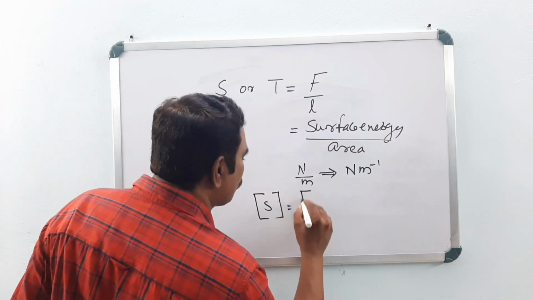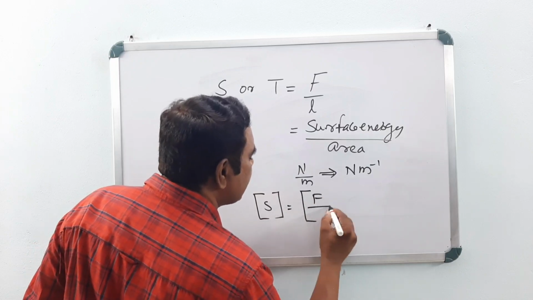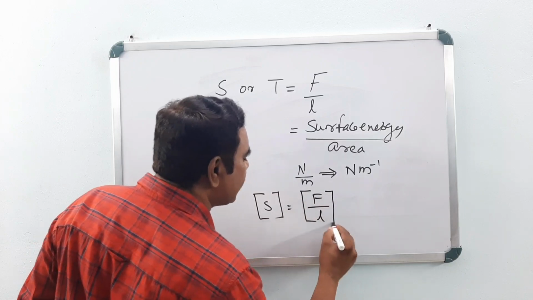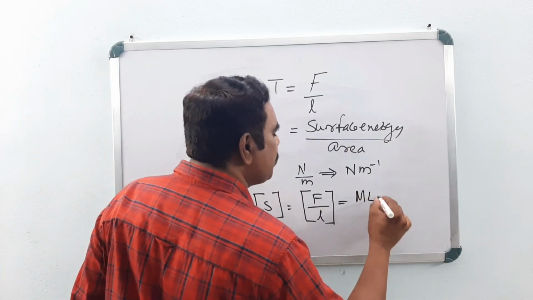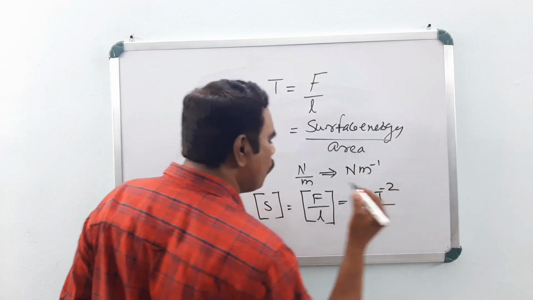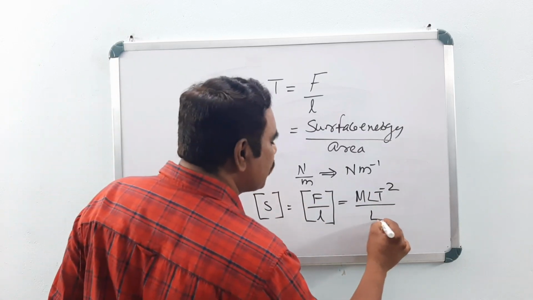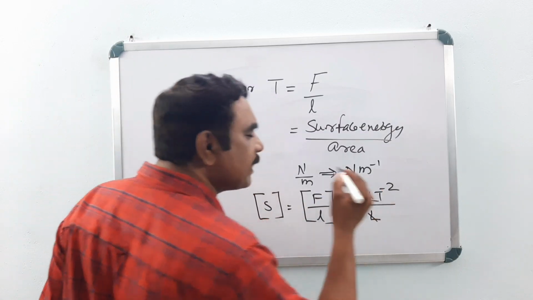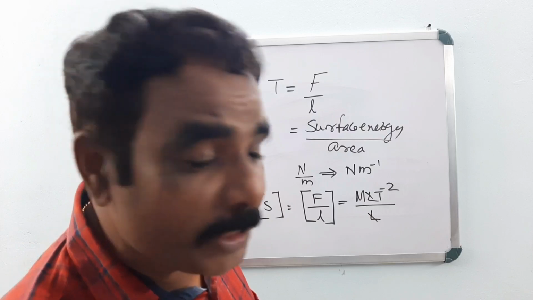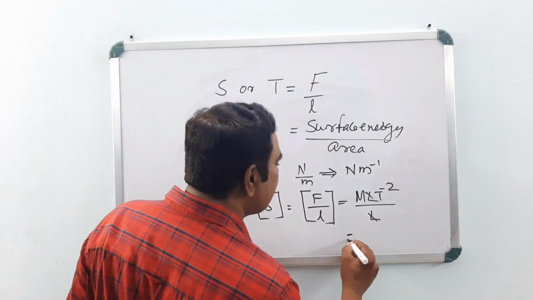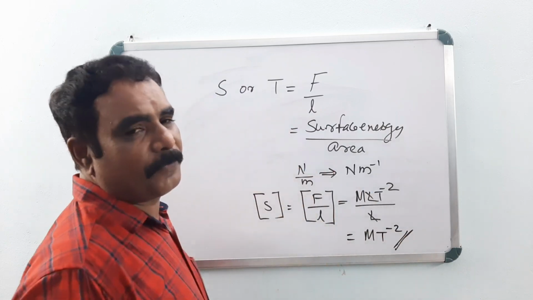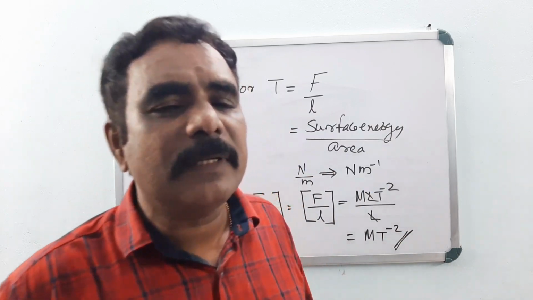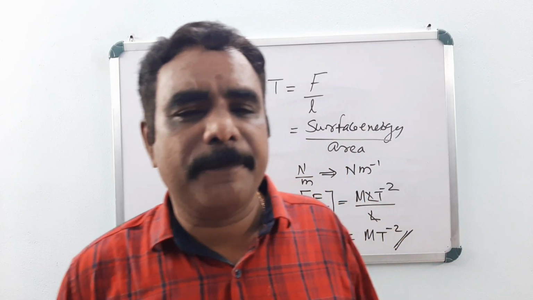Surface tension is equal to the dimensions of force divided by that of length, which is equal to MLT raised to minus 2 divided by L, where MLT raised to minus 2 is the dimension of force, and L is the dimension of length. L cancels from numerator and denominator, leaving behind the dimension of surface tension as MT raised to minus 2. So now we have the definition of surface tension.